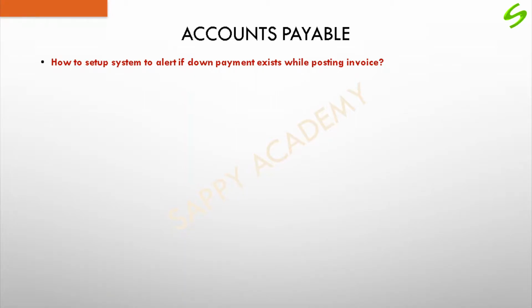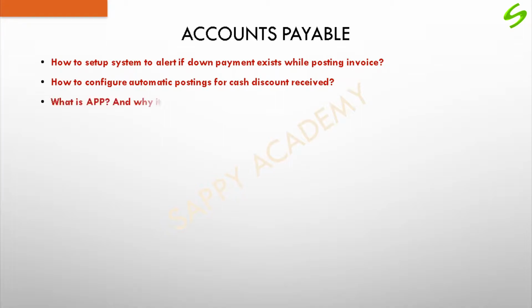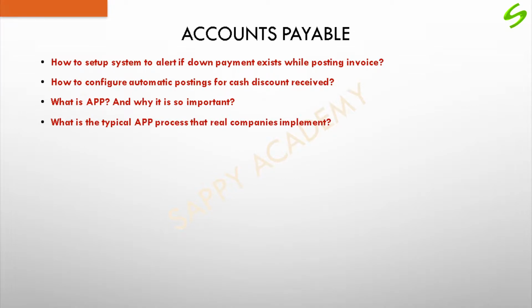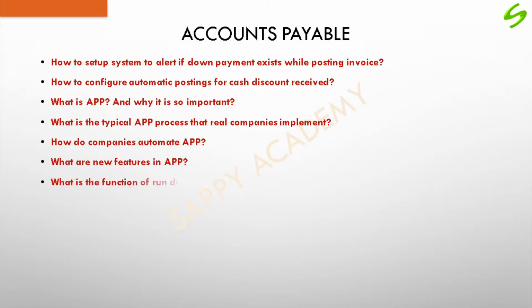How to set up system to alert if down payment exists while posting an invoice. How to configure automatic postings for cash discount received. What is APP and why it is so important? What is the typical APP process that real companies implement? How do companies automate APP? What are new features in APP?